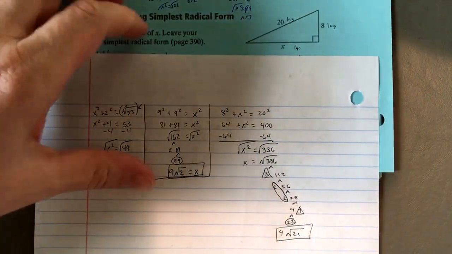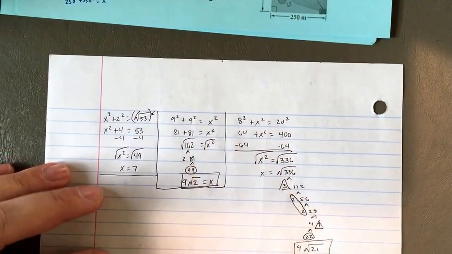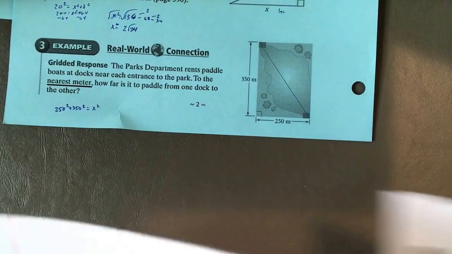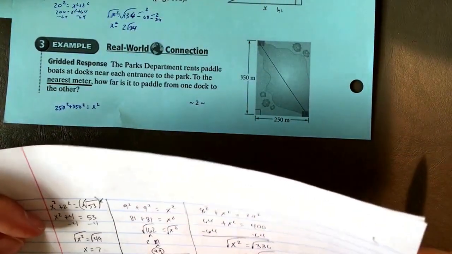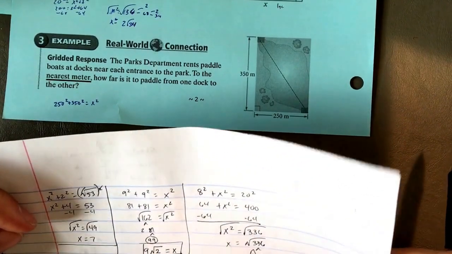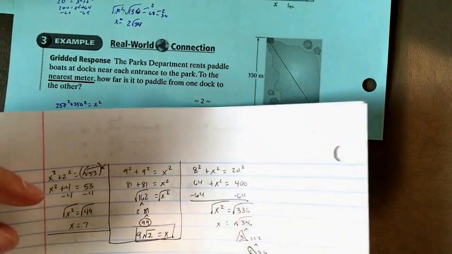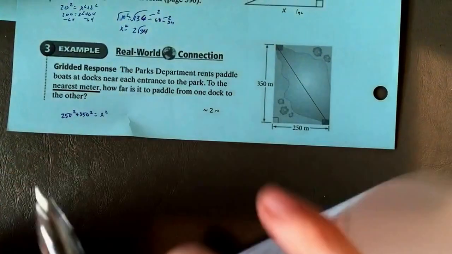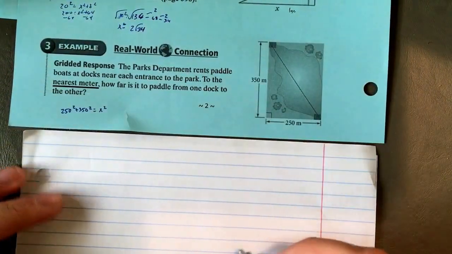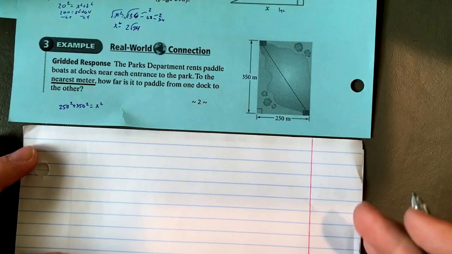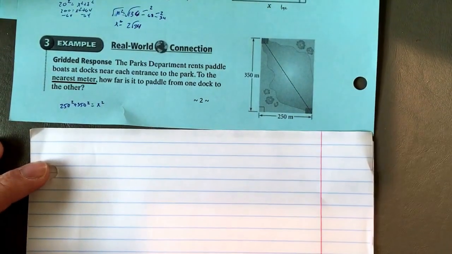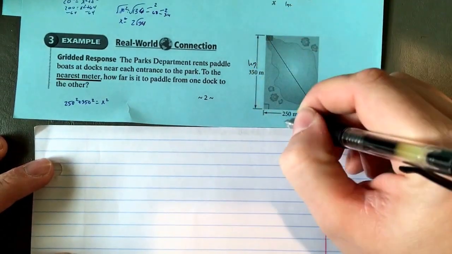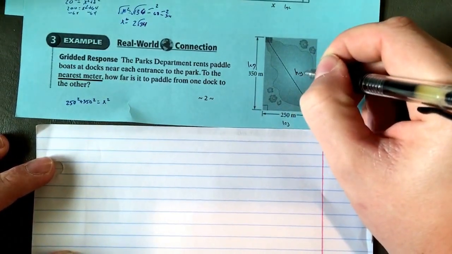And our last problem for this page is a real world connection type problem. The Parks Department rents paddle boats at docks near each entrance to the park. To the nearest meter, how far is it to paddle from one dock to the other? So this is as the bird flies, essentially. We're going from one end of the pond to the other. So we've got 350 meters and we've got 250 meters. So that's a leg, this is a leg, and this is the hypotenuse, and this is what we're looking for.